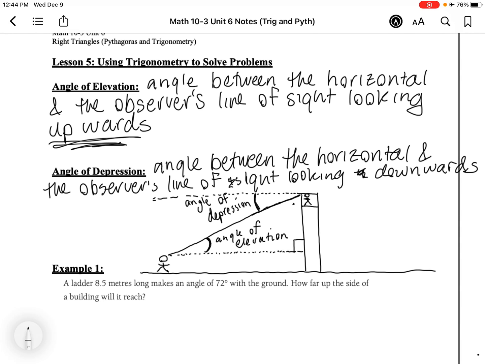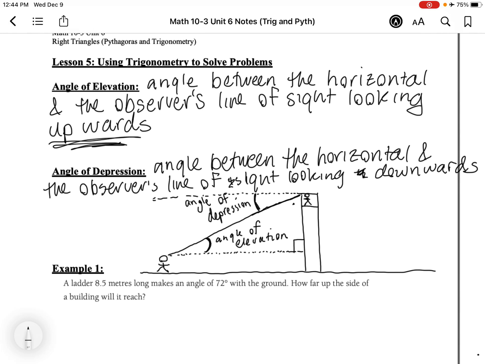Now, the reason why I want to go through this vocabulary here is that when we are describing a situation that can be solved using trigonometric ratios, oftentimes these two words are used to describe part of what's going on in the problem. And so we need to be able to picture what's happening so that we can perhaps draw a diagram of what's going on.